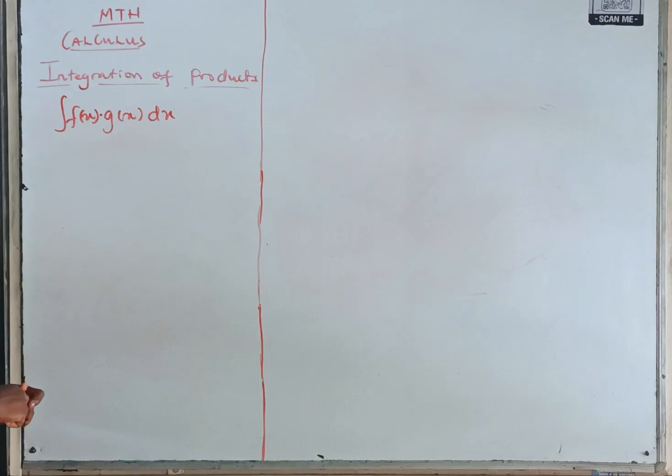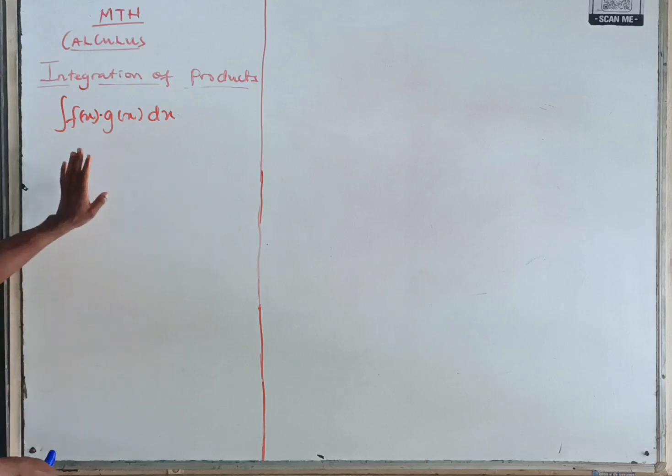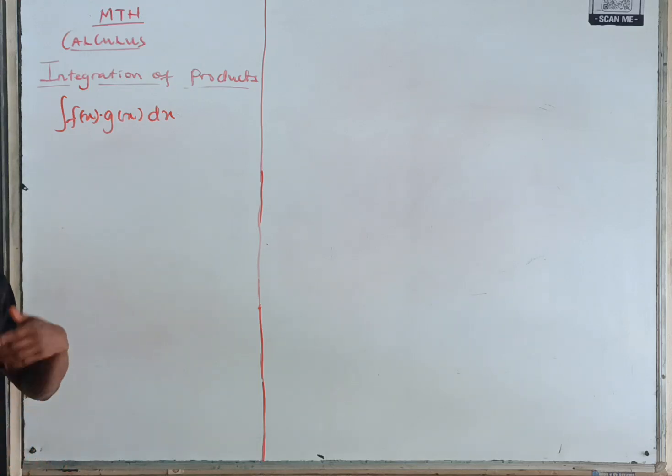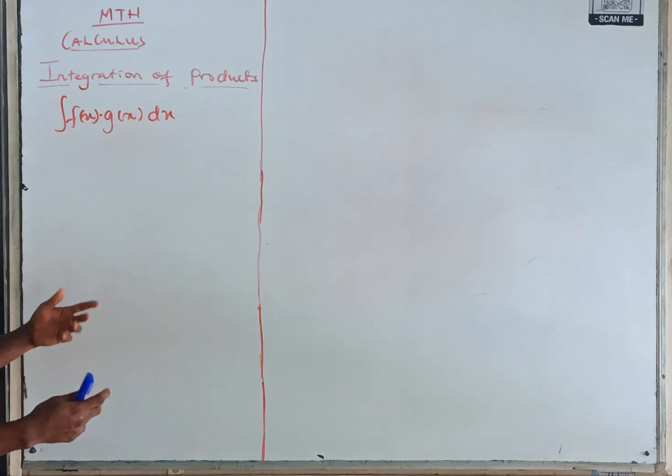Just like under derivative, remember you can have two products and you can be asked to obtain the derivative. That's when you represent one as u, represent one as v, then you use the product rule, that is u dv dx plus v du dx. Now, we also have products while doing integration, right?